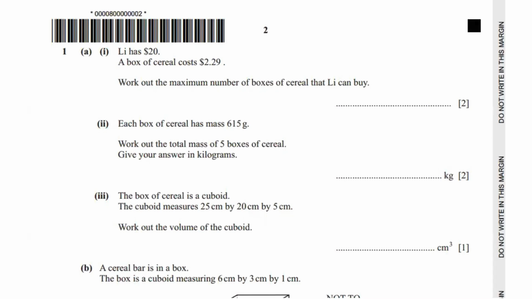The first question says Lee has $20. A box of cereal costs $2.29. Work out the maximum number of boxes of cereal that Lee can buy.